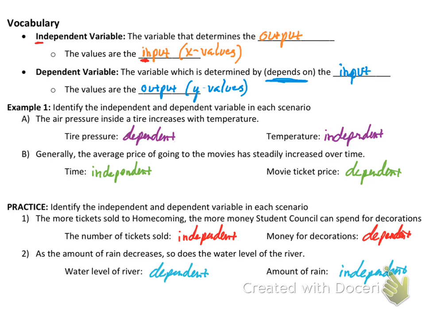Okay, so there you can check your answers for those two practice problems. And number one, the money that student council can spend, well, that depends on the number of tickets that are sold for homecoming. And then for number two, the water level of the river, well, that is going to depend on the amount of rain that occurs.